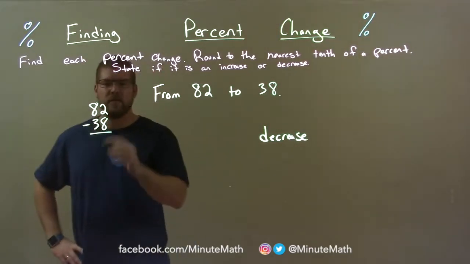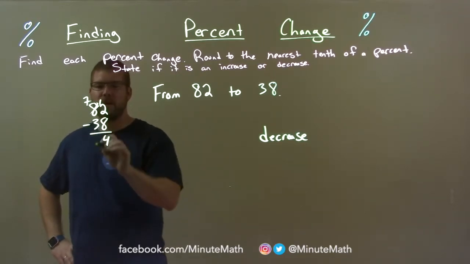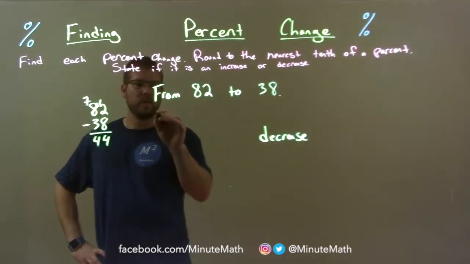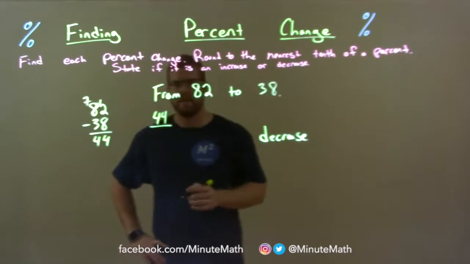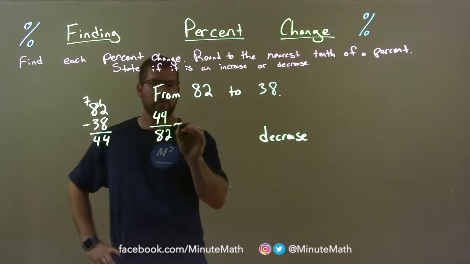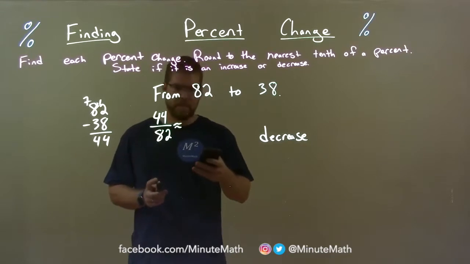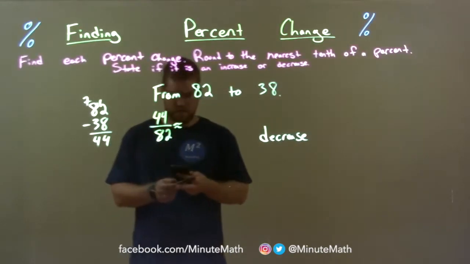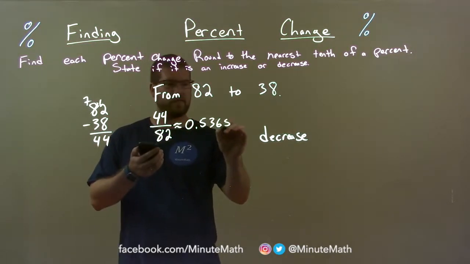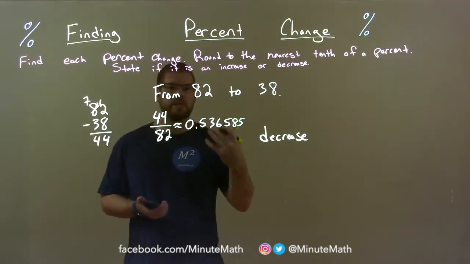So let's go to that. 82 minus 38. 8 here, 7, make it 12, 2 to 12. 12 minus 8 to 4, 7 minus 3 to 4. We got 44, okay? And we have to divide that by the first number, 82. So when we divide 44 by 82, let me use my calculator here. We get approximately 0.536585, okay? Now, we need to convert that to a percent, okay?